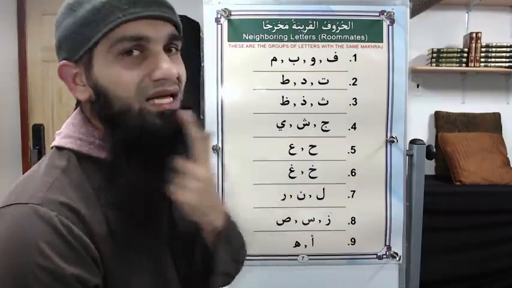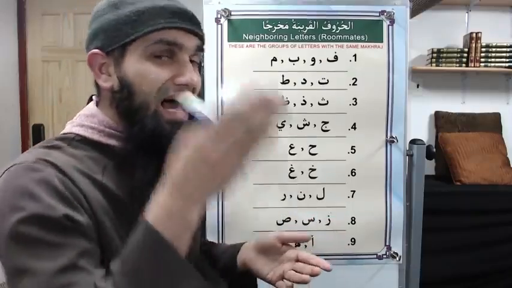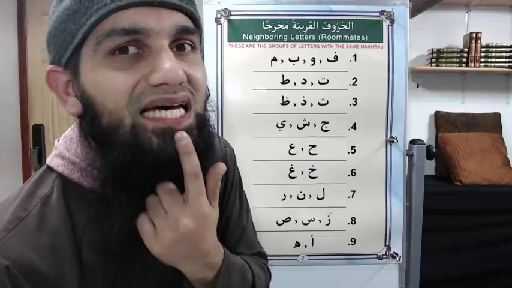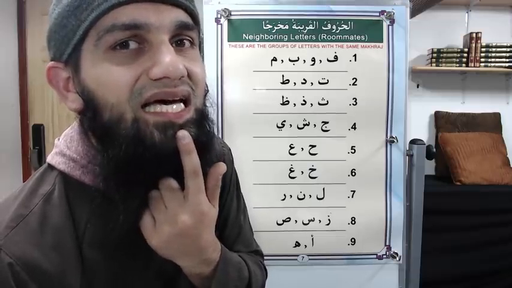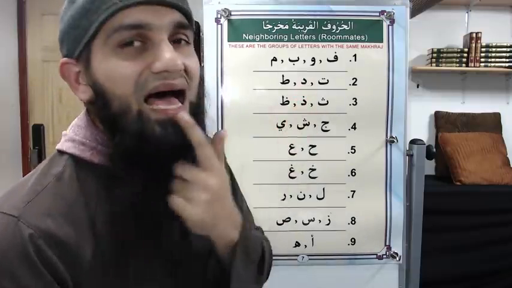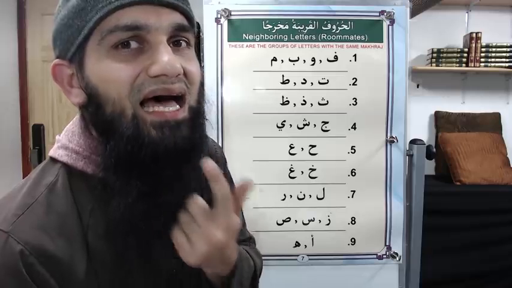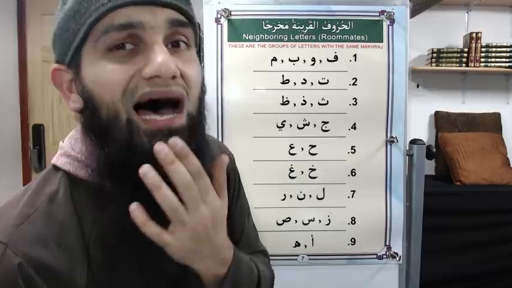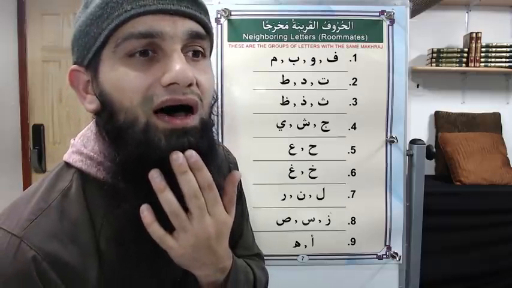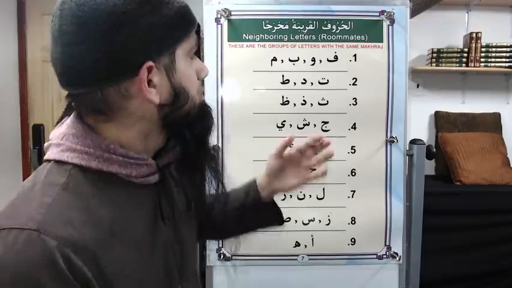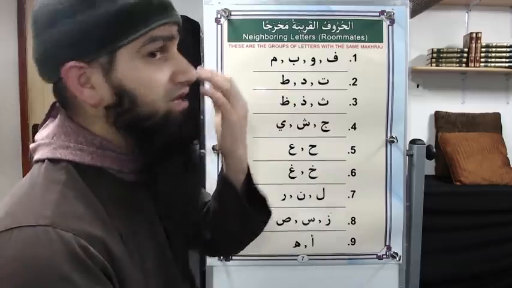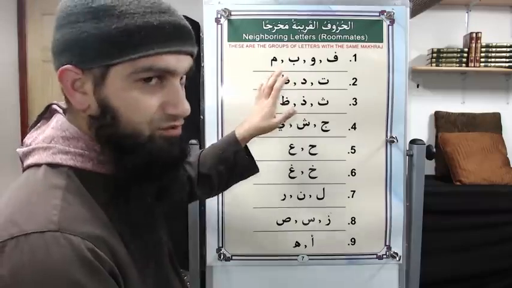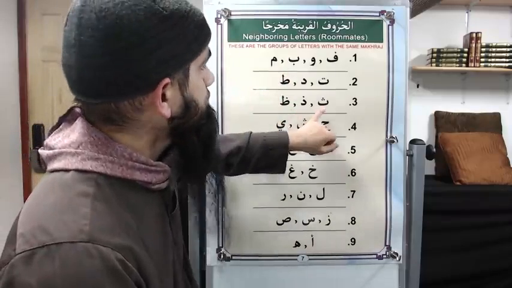So let's put the A sound before it. At. Ad. Ta. At. So this is how we know they come from the same place, same home, but there are of course differences between them, which we will get to later.